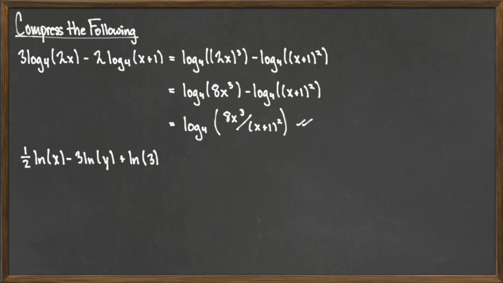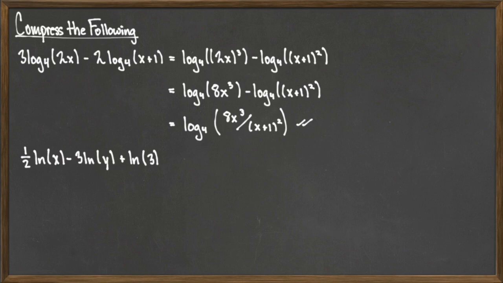Right, so the first thing that I'm going to do is use the power rule in reverse. I'm going to bring each one of these coefficients inside their logarithms. This is going to give me ln of x to the 1/2 minus ln of y cubed plus ln of 3.